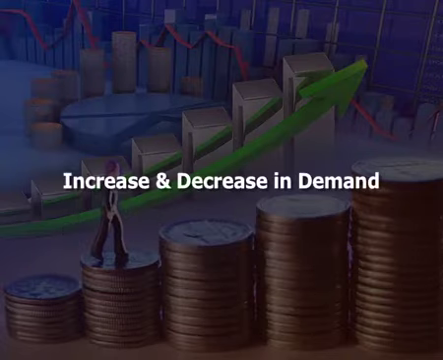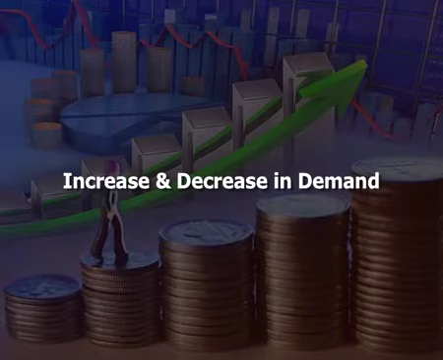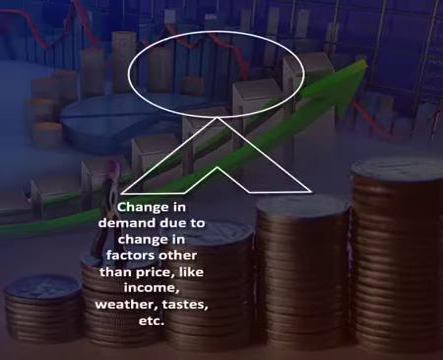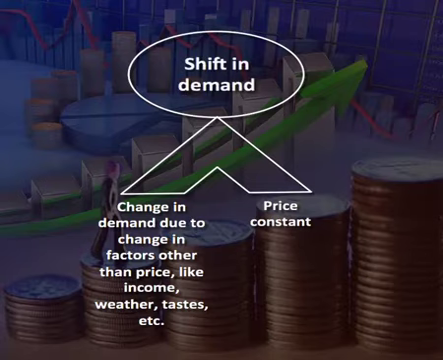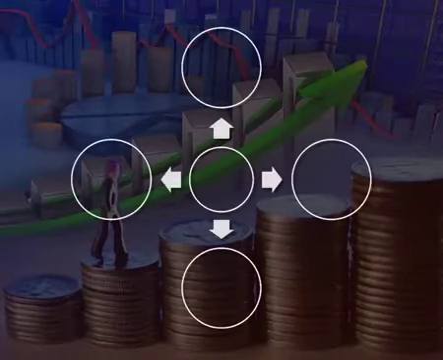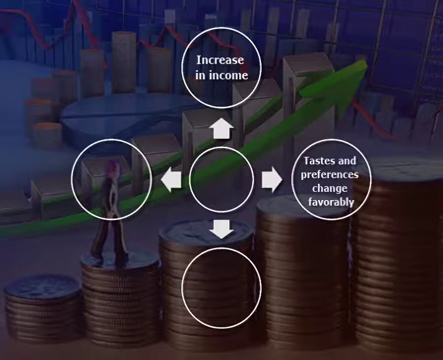Let's discuss one more related concept, that is increase and decrease in demand. When quantity demanded of a commodity increases or decreases due to change in factors other than price, the buyers shift from one demand curve to another. It is called increase and decrease in demand. The factors that affect demand are income of the buyer, taste and preferences, advertisement, future expectations of prices, etc.